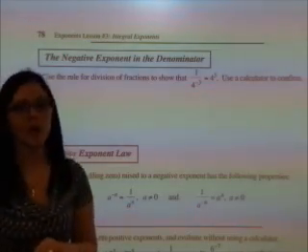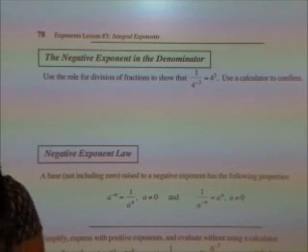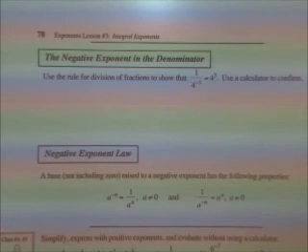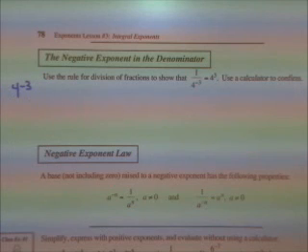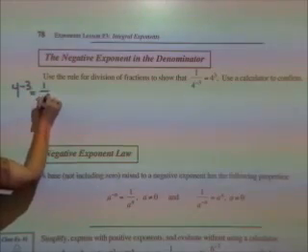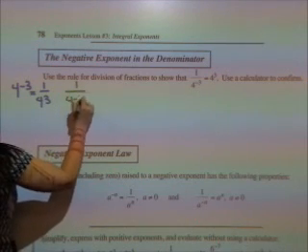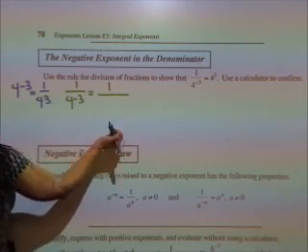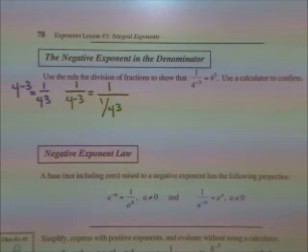Use the rule for the division of fractions to show that 1 over 4 to the power of negative 3 equals 4 to the positive 3. So let's start off with, what do I know about 4 to the power of negative 3? How can I make that a positive exponent? That'd be 1 over 4 to the positive 3. So in this equation, this 1 divided by 4 to the negative 3, I can rewrite it as 1 divided by 1 over 4 to the power of 3.